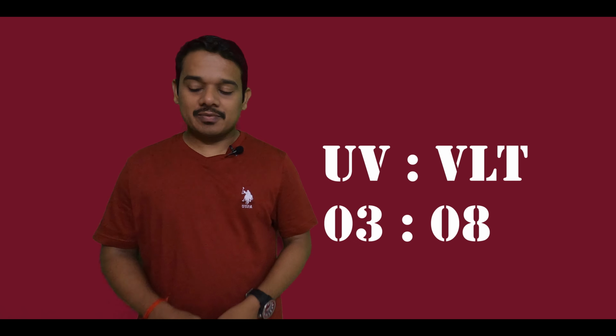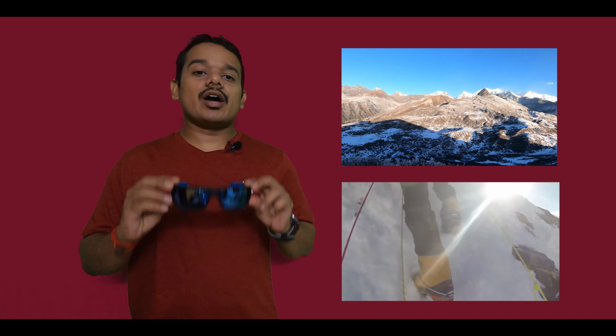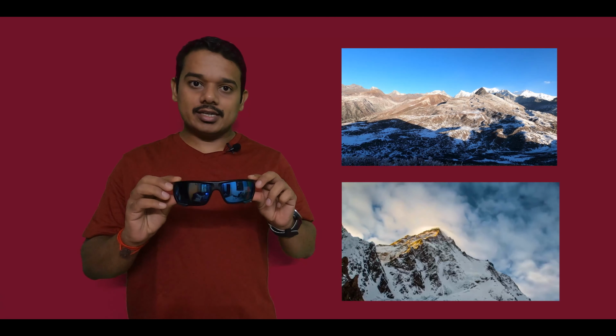This will be much darker than all the other categories. Here the UV:VL ratio is 3:8%. So this is the Cat 4 sunglass, and if you're going for high altitude trekking and mountaineering, you have to use this sunglass. Please do not use it while driving.